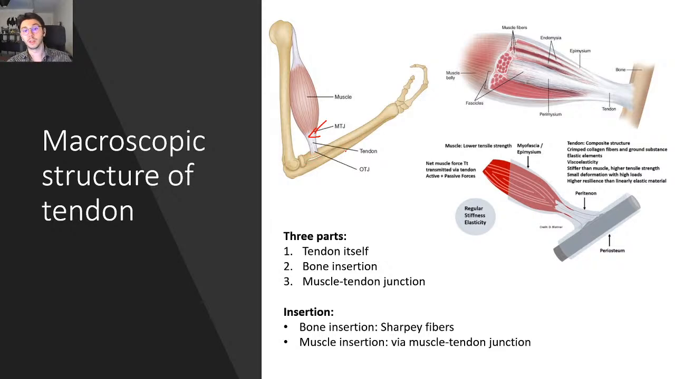So what do tendons do? They connect muscle to bone, right? And they facilitate the movement of the muscle. Without the tendons, your muscle would contract, but it wouldn't be able to pull anything. And the bone insertion is called the osteotendinous junction.